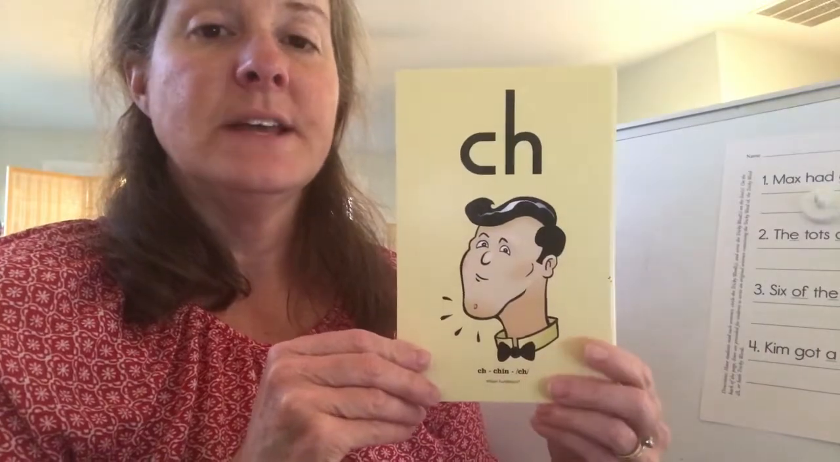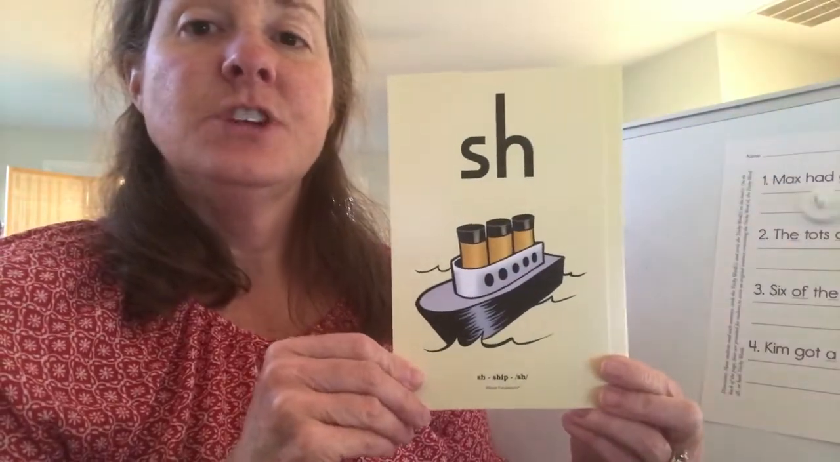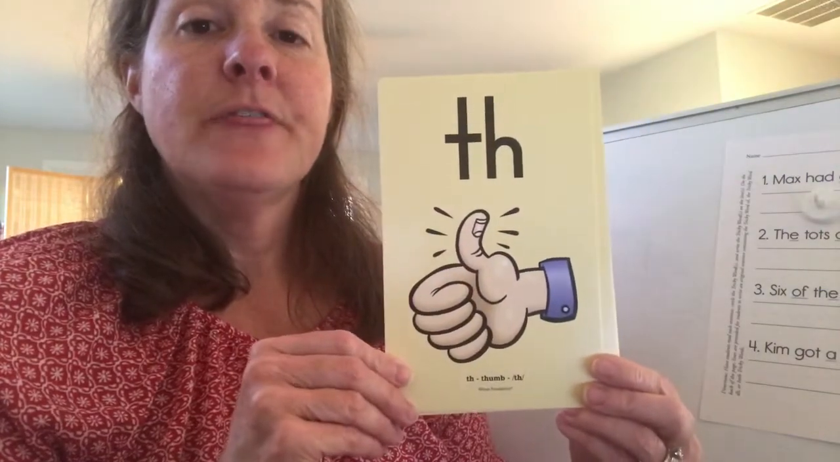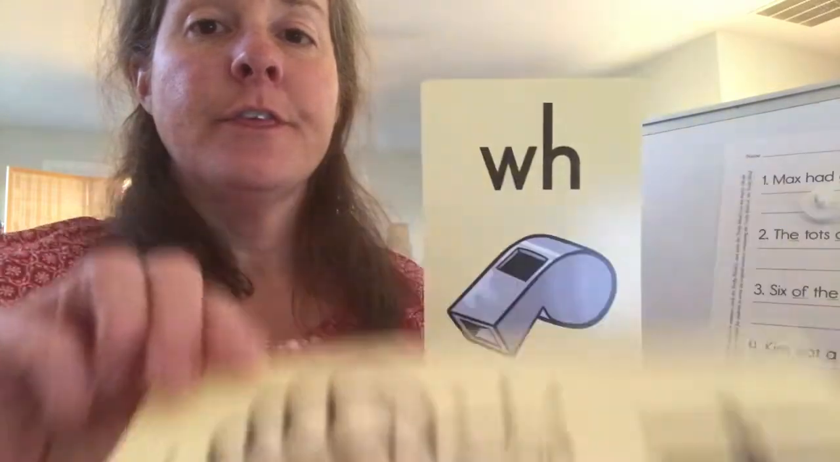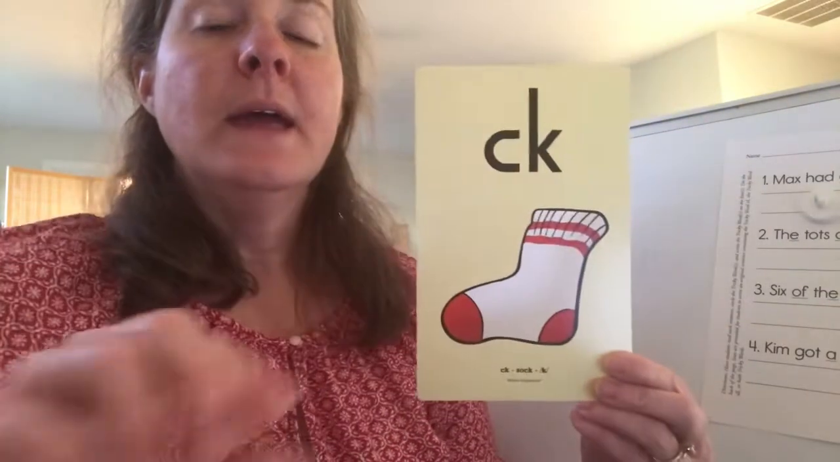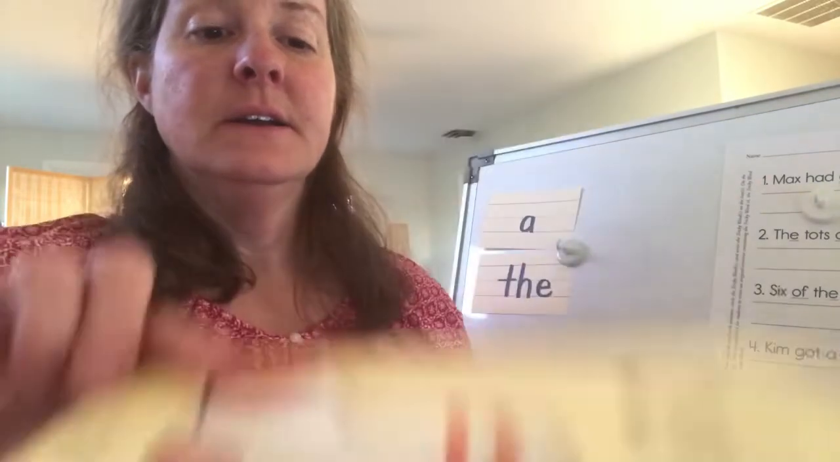CH is for chin, /ch/, /ch/, /ch/. SH is for ship, /sh/. TH is for thumb, /th/. WH is for whistle, /w/. And CK is for sock, /k/, /k/, /k/. Good job.